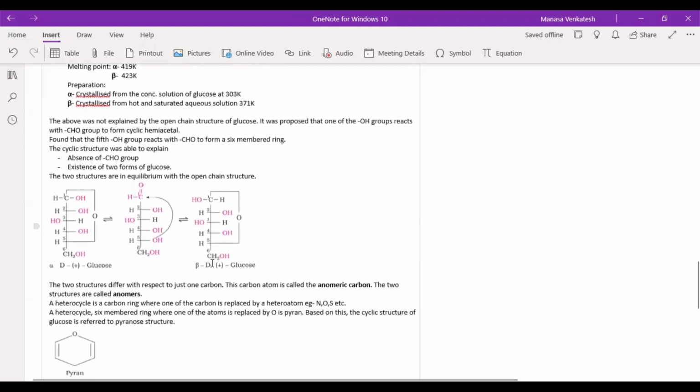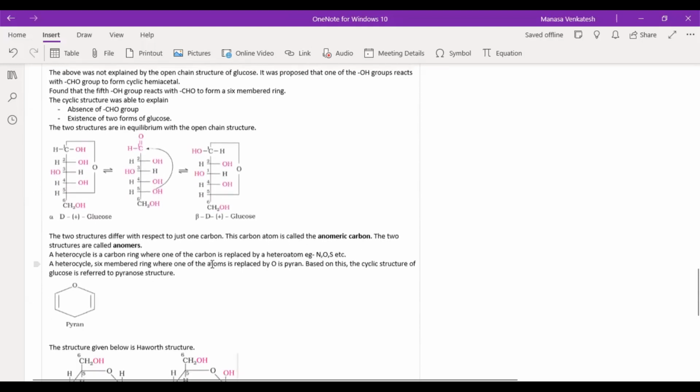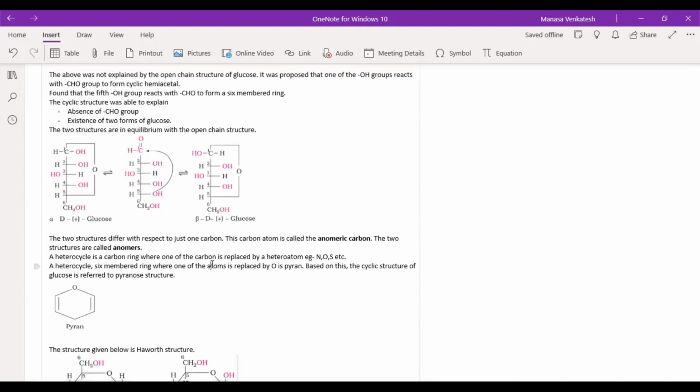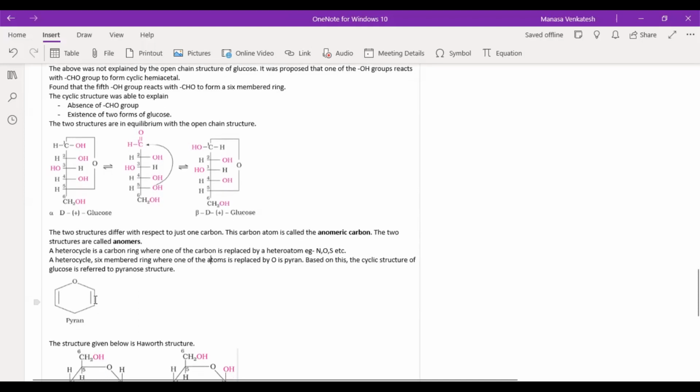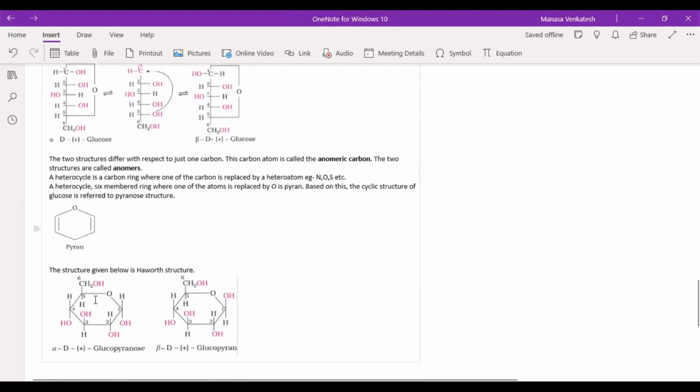Now, the heterocyclic, first of all, heterocycles are rings, carbon rings, which consist of a heteroatom in them. The heteroatom can be a nitrogen, it can be an oxygen, it can be a sulfur too. So the carbon chain, suppose benzene, one of the carbon atoms is removed and a heteroatom is added. In this heterocycle, this is called a pyran ring. The pyran ring is a 6-membered ring where one of the carbon atoms is replaced by an oxygen. Because glucose is similar to this structure, glucose is also referred to as a pyranose structure.